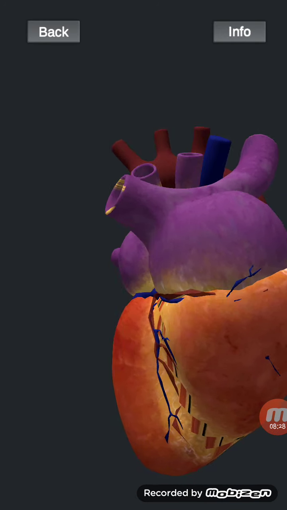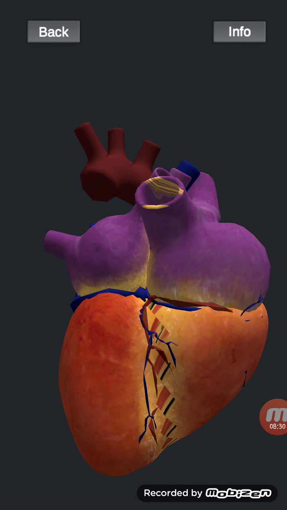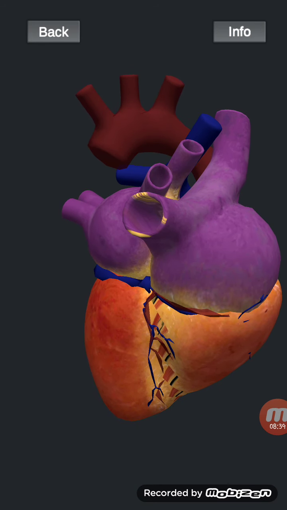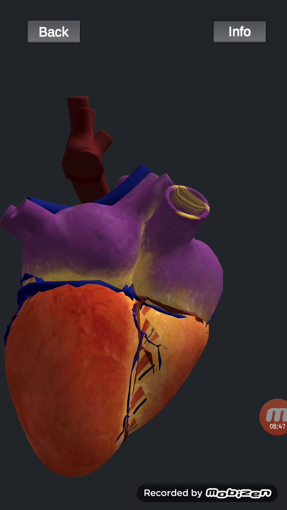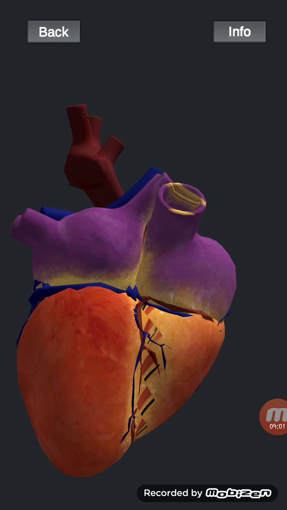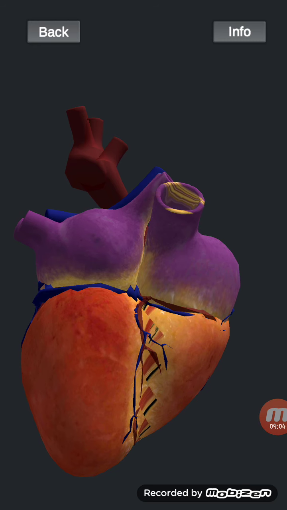See here students, these two are ventricles. These two ventricles are separated by the interventricular groove, in which coronary arteries and their branches are located. Observe the external structure of the heart. The upper two chambers are called atria. The large lower two chambers are called ventricles. This is right atrium, this is left atrium. This is right ventricle, this is left ventricle.